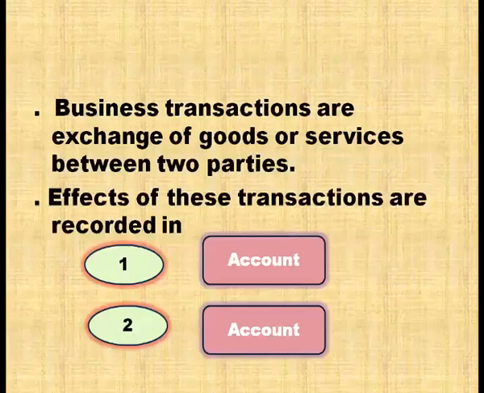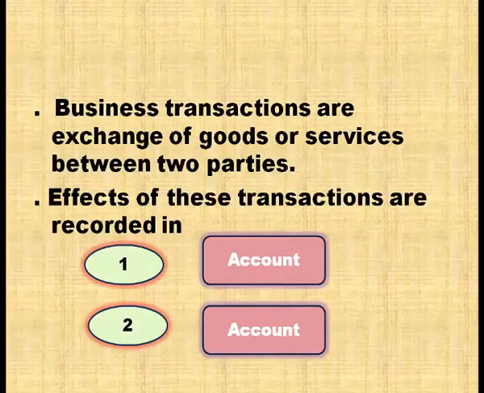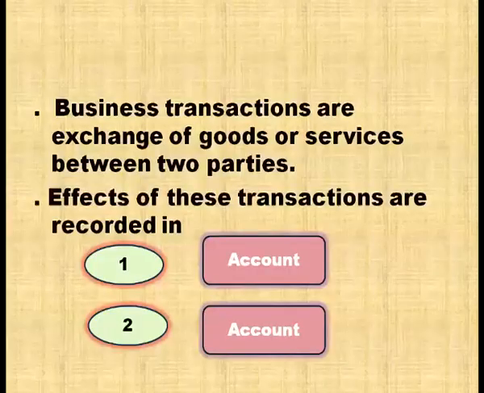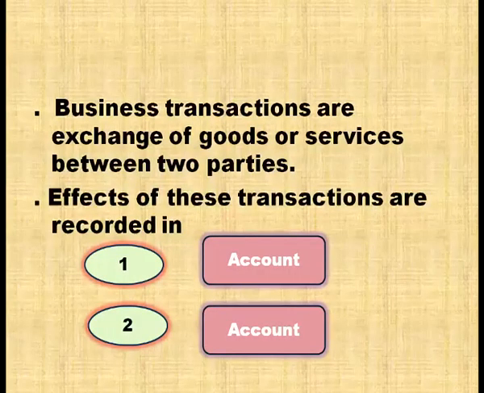Business transactions are exchange of goods or services between two parties. The effect of these transactions are recorded in two accounts. First effect will be recorded in one account and the next effect will be recorded in the second account. Identify whether these are business transactions or non-business transactions.